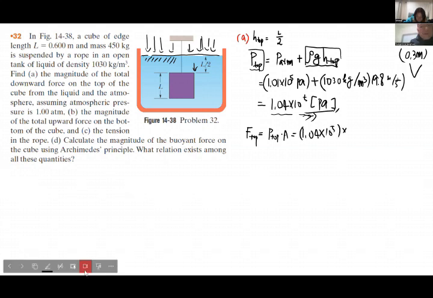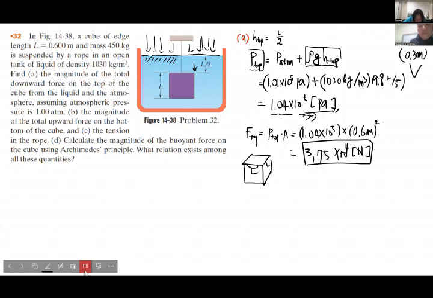And the area is how much? L. That's a cube, so it should be like this. That's L and L, so L squared, right? That is 0.6 meter squared. So you plug them all in, then that should be 3.75 times 10 to the 4 Newton.